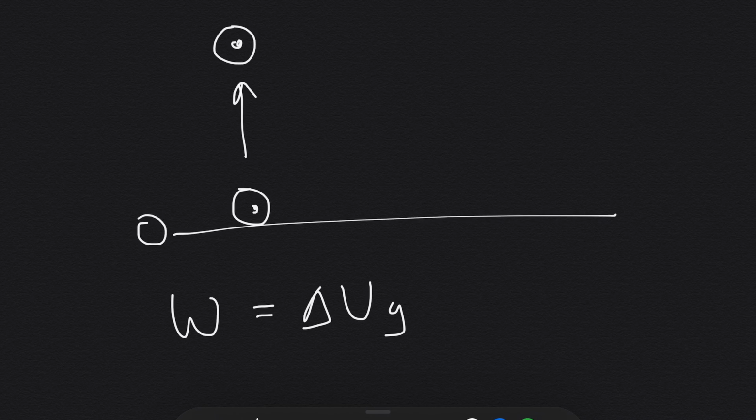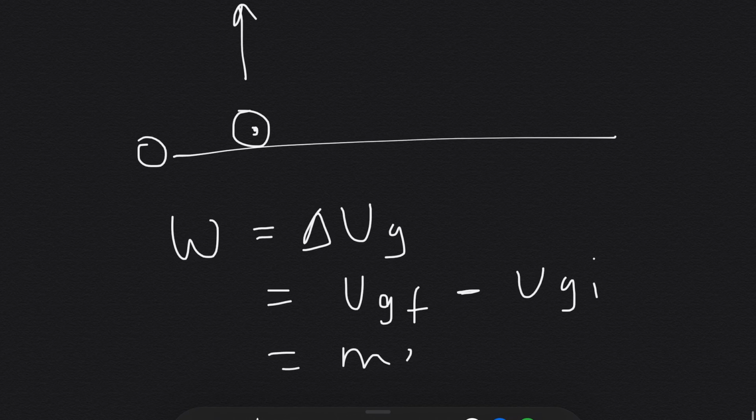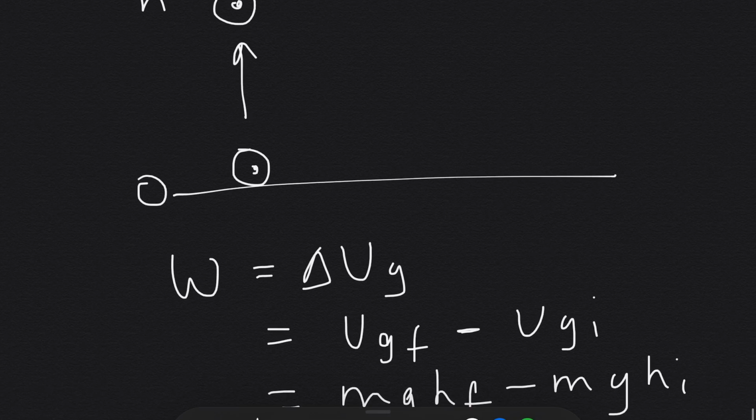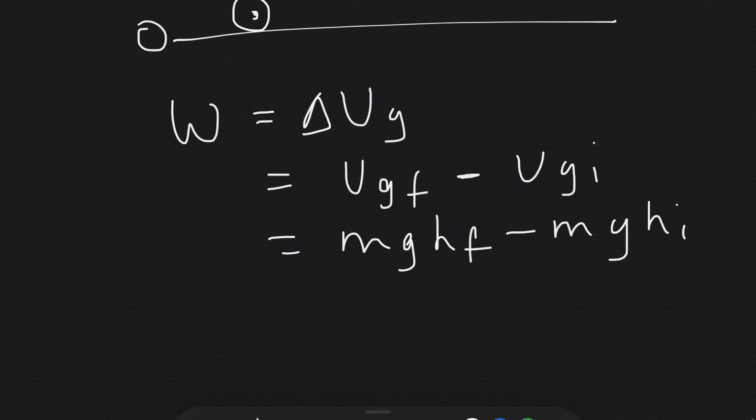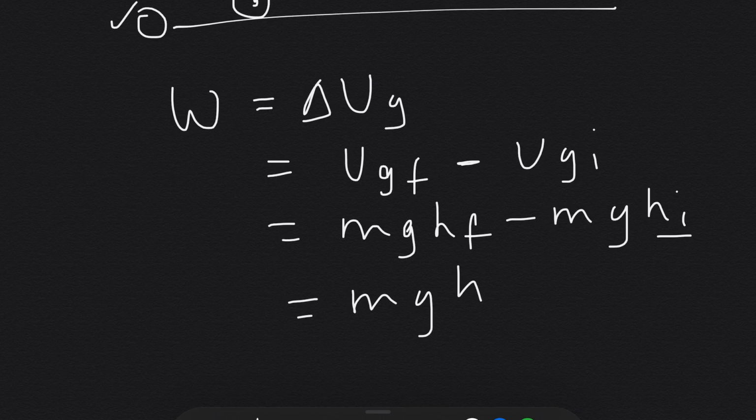So it starts off at a height of 0, let's say, and goes up to a height of h. When we write this down, it's going to be Ug final minus Ug initial, because we have a delta. Ug final is mgh final minus mgh initial. What is the final height? It's just h, so let's write down h. What is the initial height? The initial height is just 0. So we can say this is a 0 term. So this is the work done to lift the ball up, so I'll put an L next to it, meaning the work done to lift the ball.